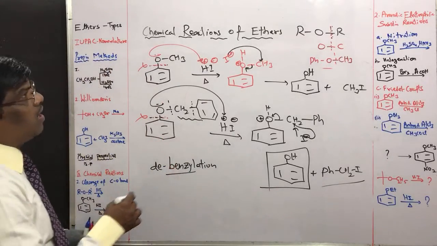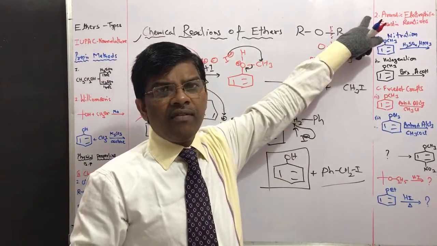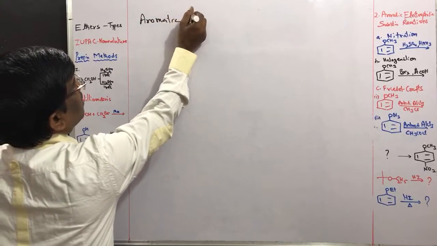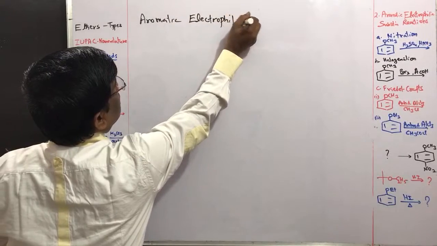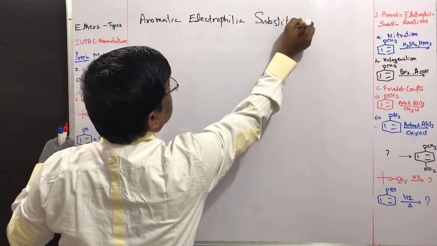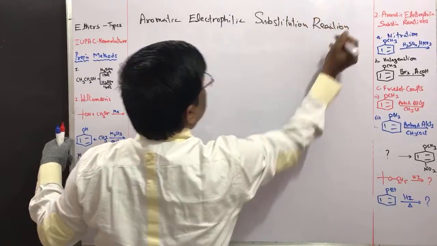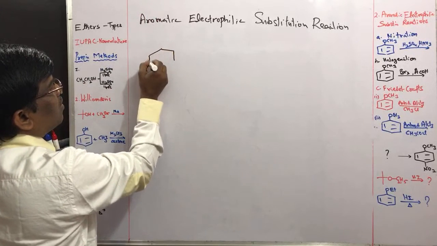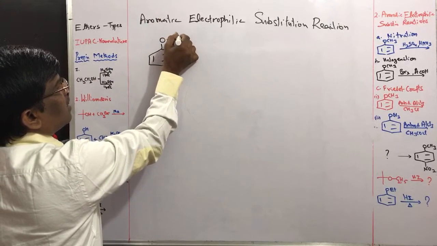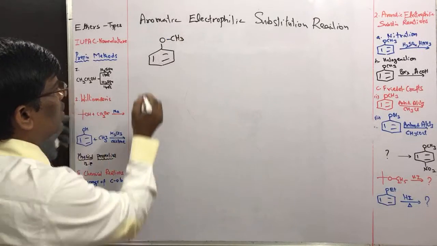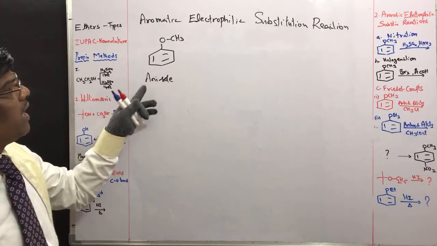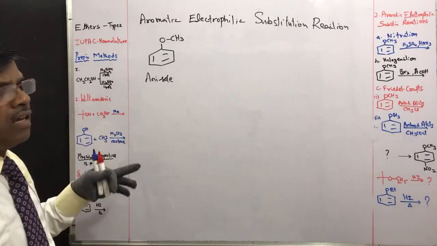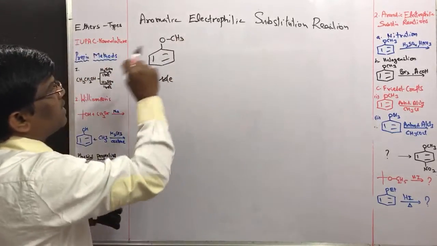Yes, friends. So these are some of the chemical reactions. The very important chemical reactions of ethers are aromatic electrophilic substitution reactions. So the name itself says aromatic ring. That means the starting material of the ether must have an aromatic ring. So I will stick to anisole. The easiest or best example to learn is anisole. Anisole is methoxybenzene by IUPAC name, or methyl ether of phenol. I will take this example to explain aromatic electrophilic substitution.